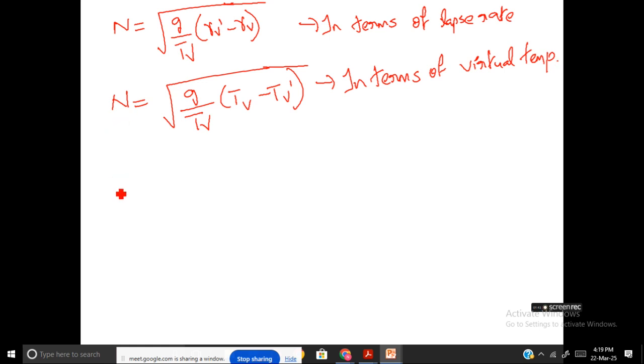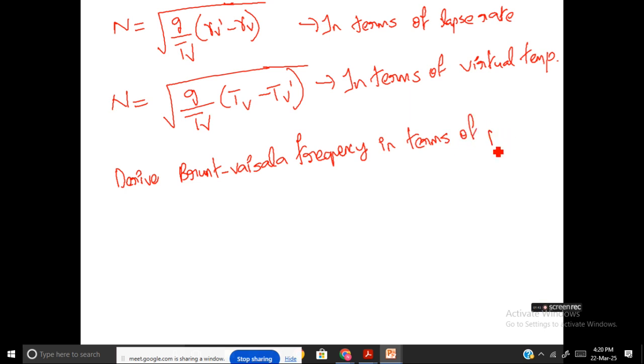Now let us derive the Brunt-Väisälä frequency in terms of potential temperature.